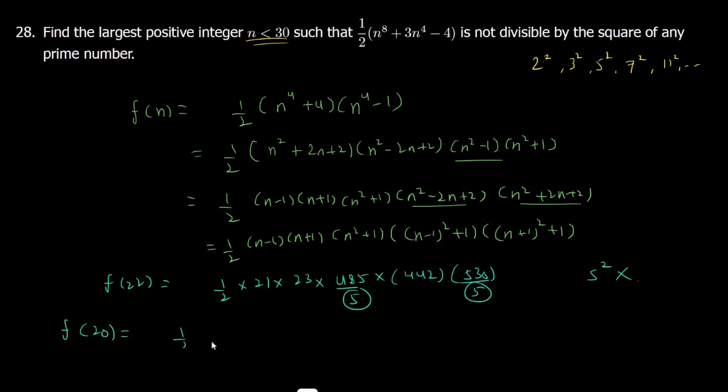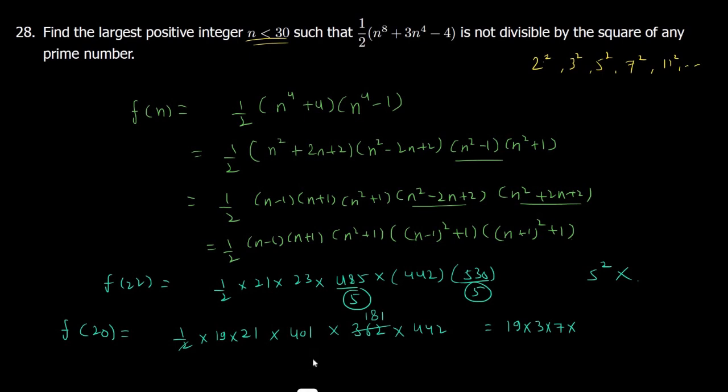F of 20 will turn out to be half into 19 into 21 into 20 squared, which is 400 + 1, is 401, into 19 squared, which is 361 + 1 is 362, into 21 squared, which is 441 + 1 is 442. Let us see if there's any prime factor repeating twice. First of all, let's cancel this 2. So what we have is 19 into 3 into 7 into 401.